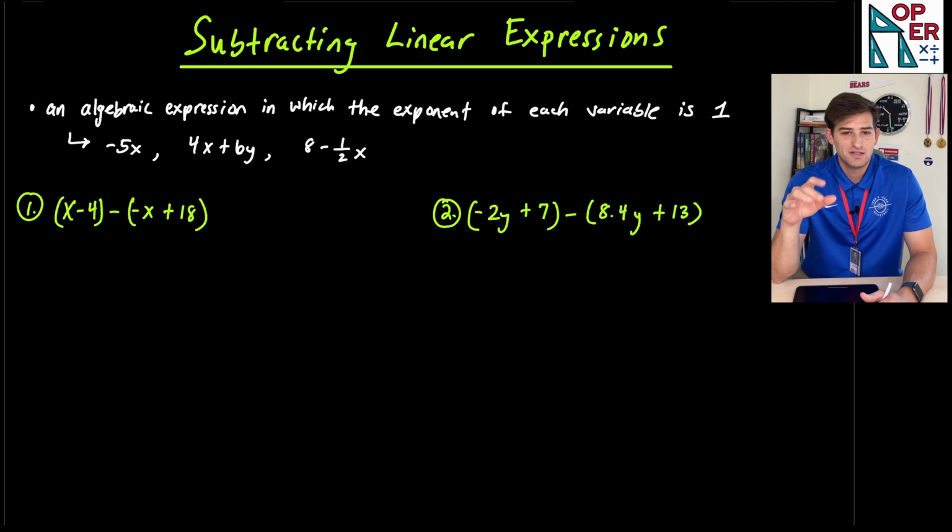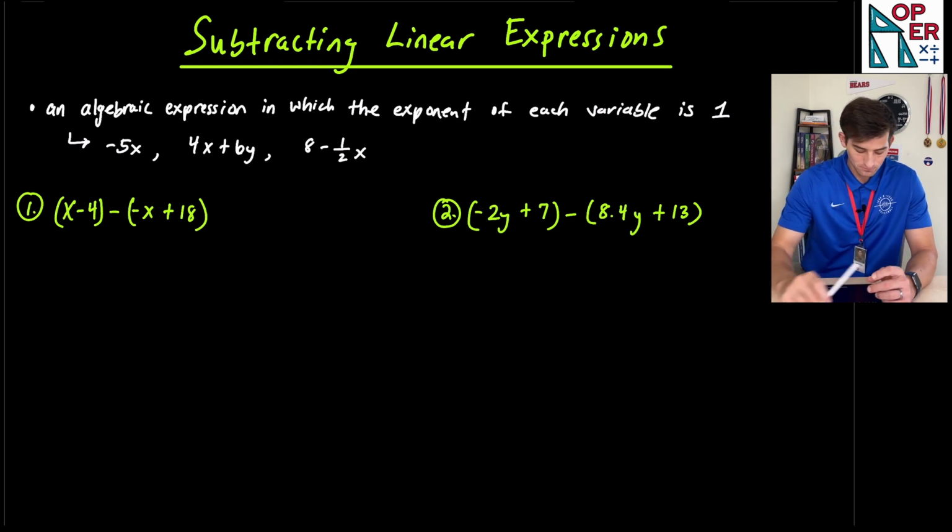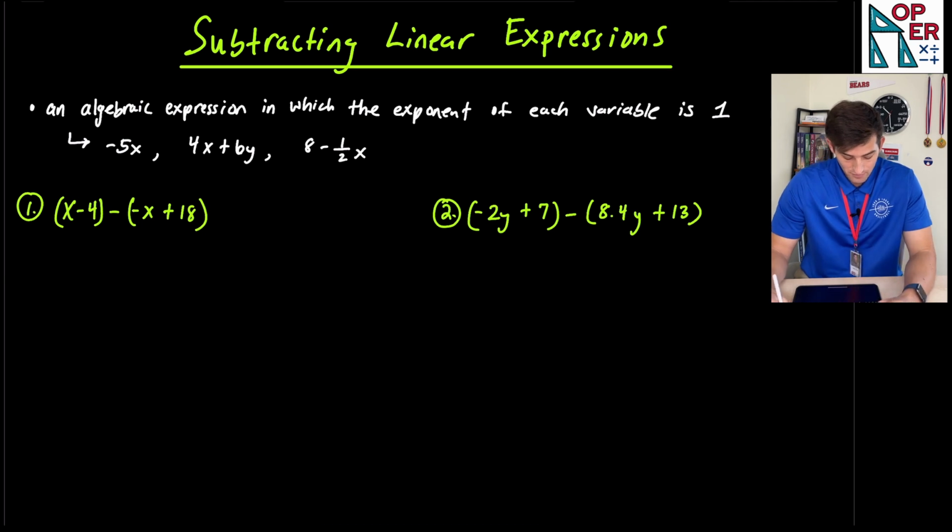A lot of times when we see an exponent of 1, we actually won't see it because we won't write it, since it doesn't change the value. So essentially when we say a linear expression has an exponent of 1, we could say it doesn't have an exponent that is visible. The exponent of 1 is there, but it doesn't change the value, so we don't write it. A couple examples would be negative 5x, 4x plus 6y, or 8 minus 1/2 x.